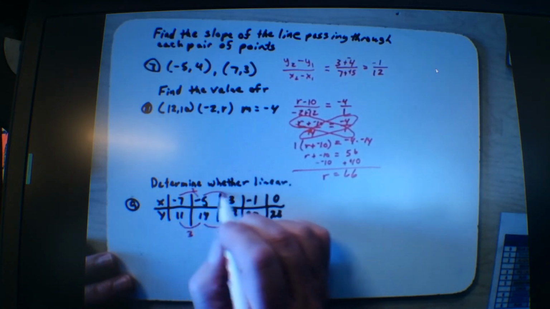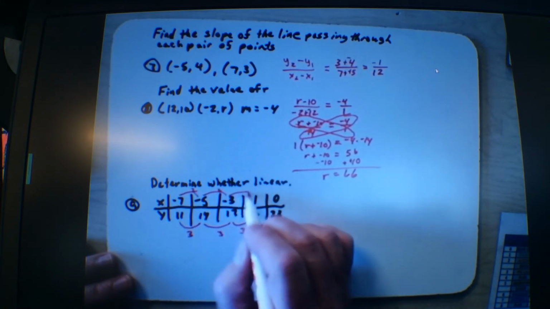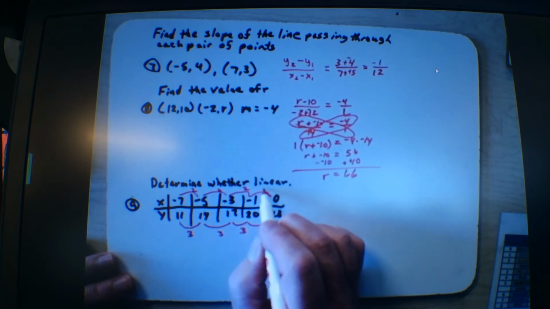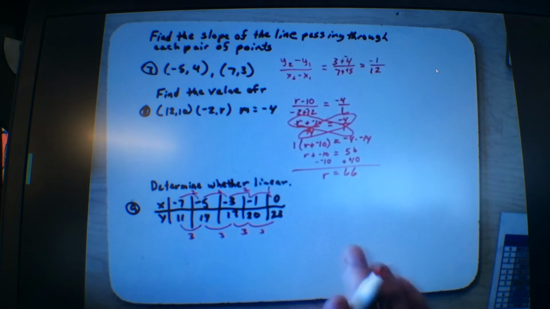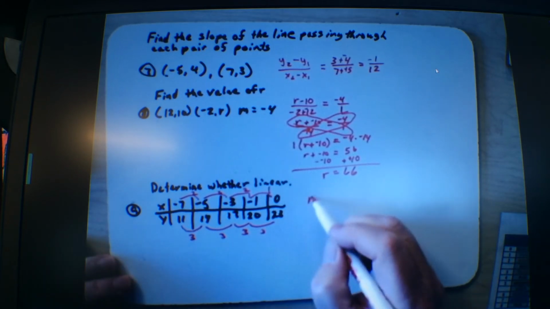2. What's the difference here? 2. And this one? 2. And this one? 1. Oh, it's 1, isn't it? So is this linear? No, it's not. That last one kind of blew it for us, didn't it?